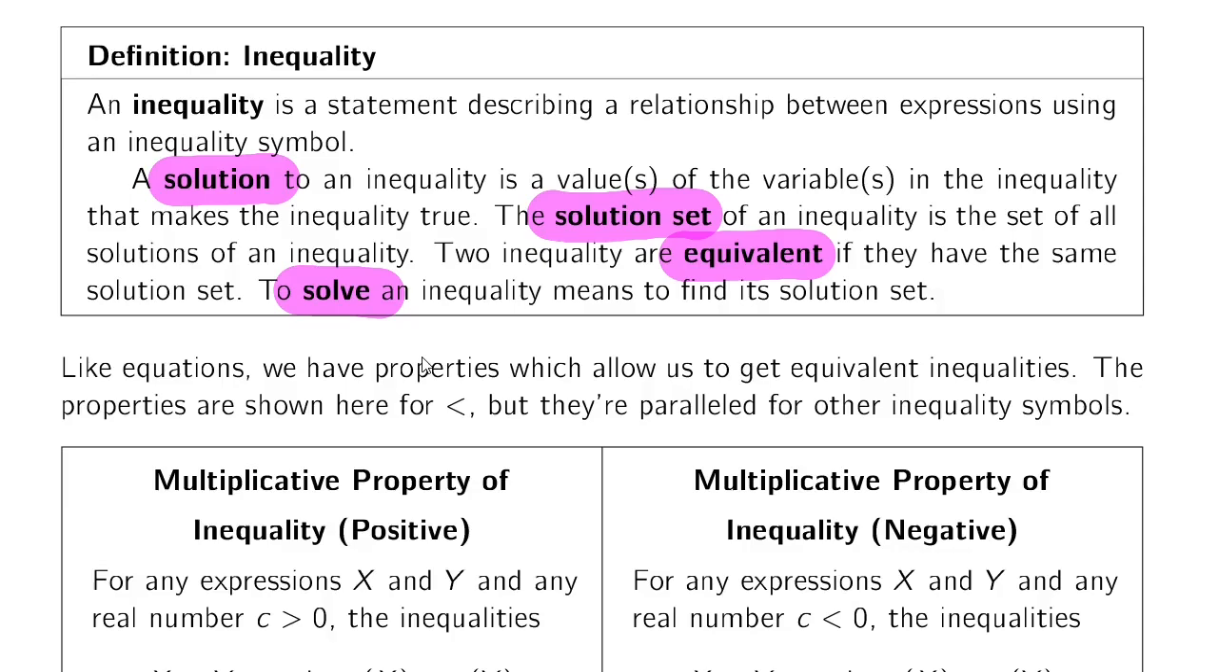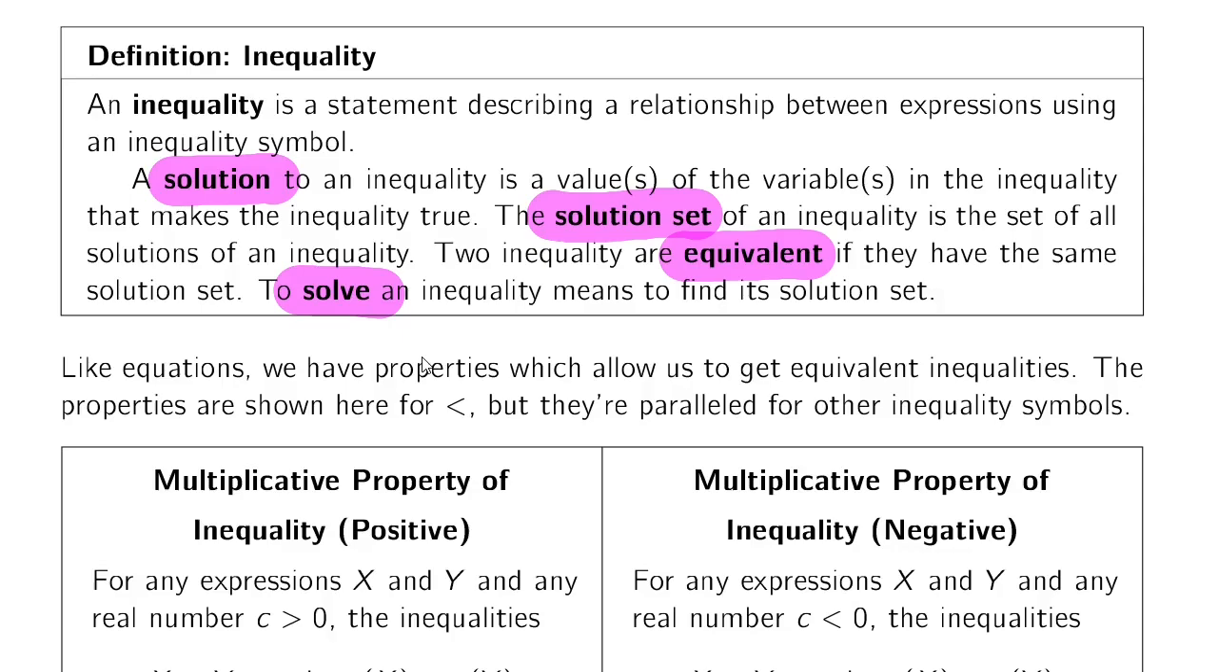And since inequalities typically have a bunch of solutions, it's important to remember that our goal is to find the entire solution set and not just one solution. So, like equations, we'll use properties of inequality to get equivalent inequalities in order to solve an inequality. Now, just for visual ease, I'm showing these properties here for just less than. You can get the same properties for greater than, for less than or equal to, for greater than or equal to, just by replacing the appropriate symbol.